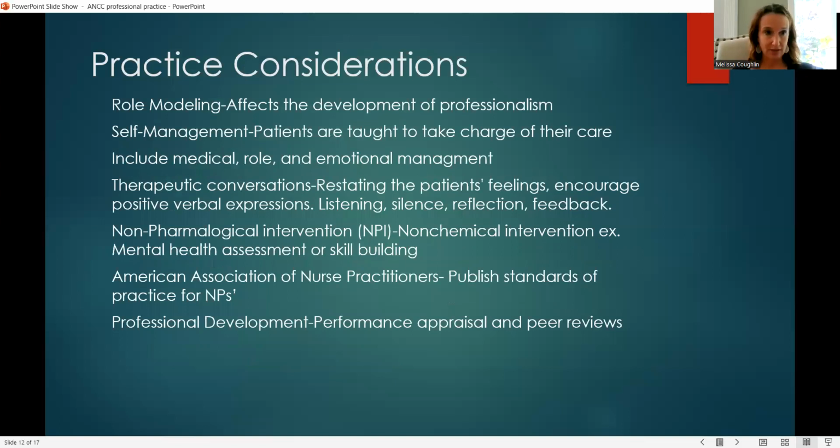Practice considerations are role modeling, self-management, therapeutic conversations, non-pharmacological interventions, and the American Association of Nurse Practitioners published standards for practice for NPs. And the professional development is performance appraisal and peer reviews.